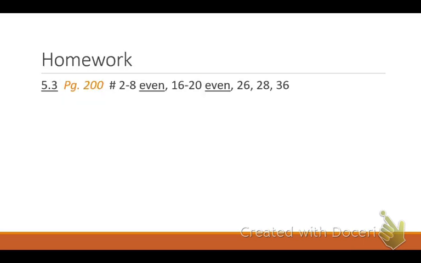All right, so this is tonight's homework from page 200. I'm going to give you a few minutes. You guys can go ahead and get started on the assignment.